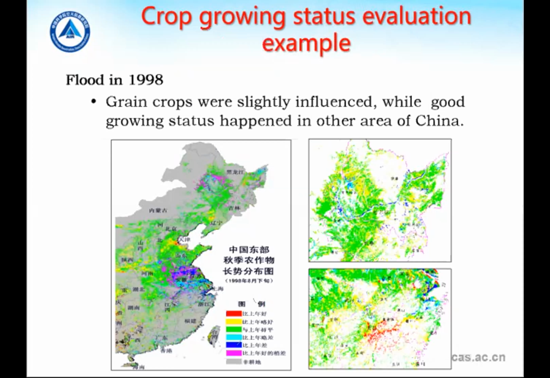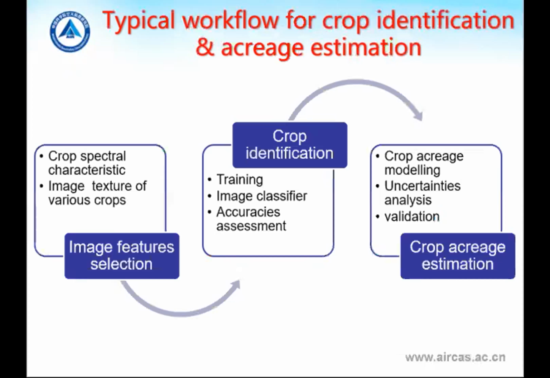classifiers. Okay, let's give an overview of the basic process of the identification and acreage estimation with remote sensing. Firstly, we need to select the images and collect the image features such as the spectral features and the textural features. Secondly, we need to train the features to generate a prediction model or a classifier, and use the model to generate the crop distribution map. At last, we build the model to estimate the crop acreage based on the crop distribution map.